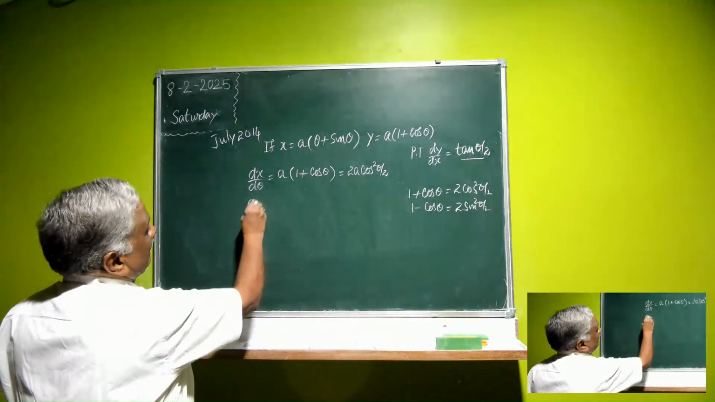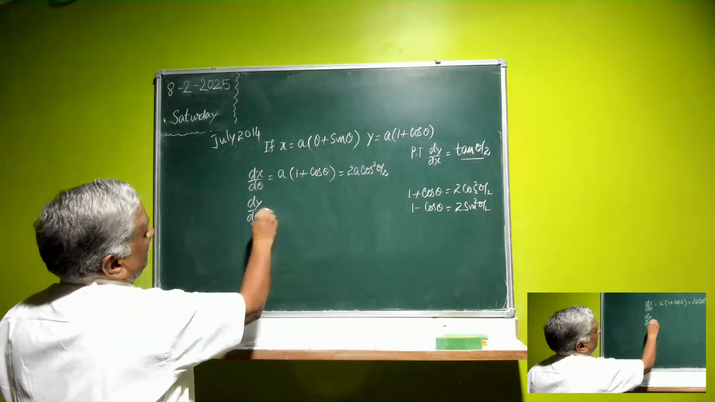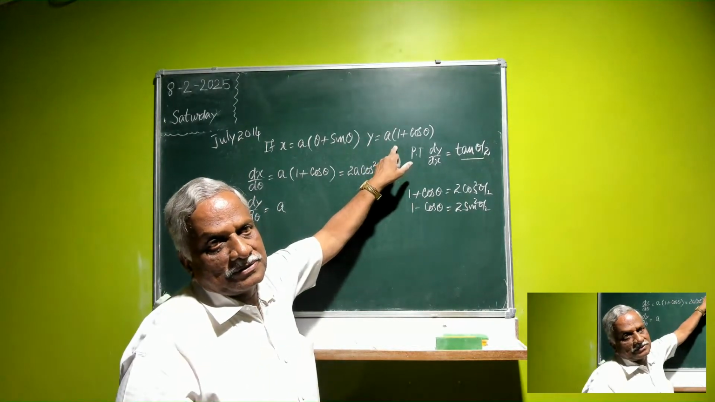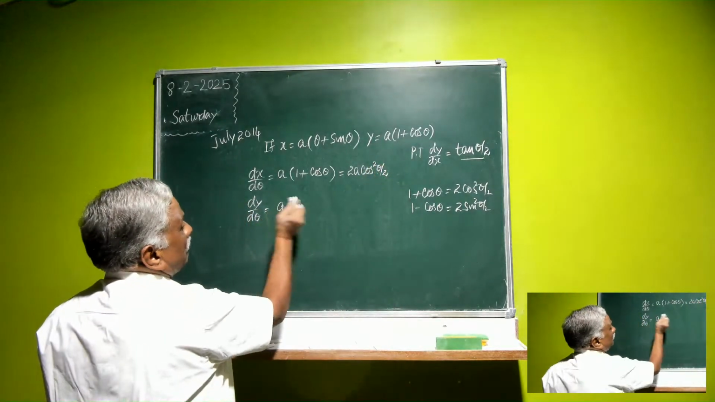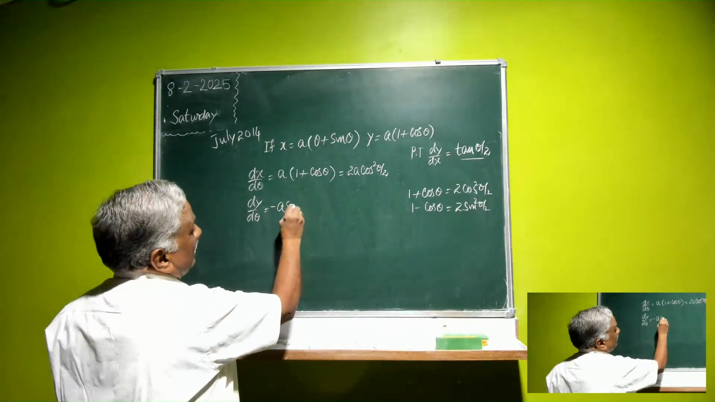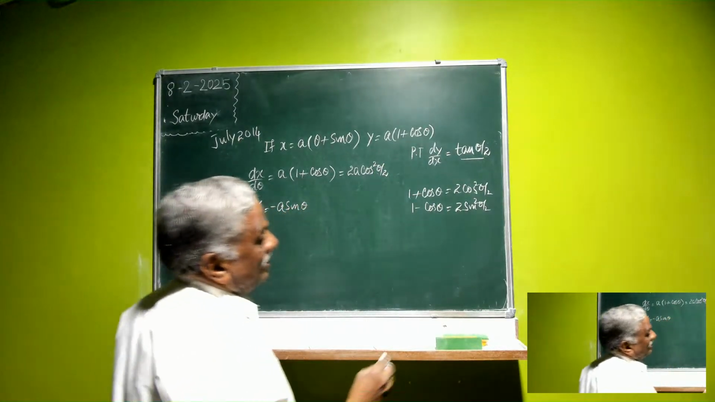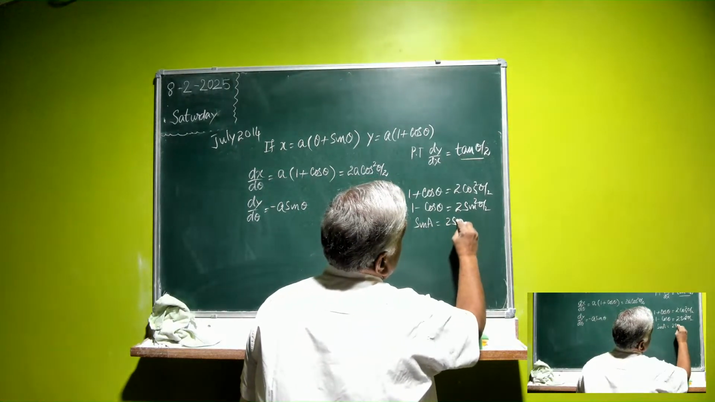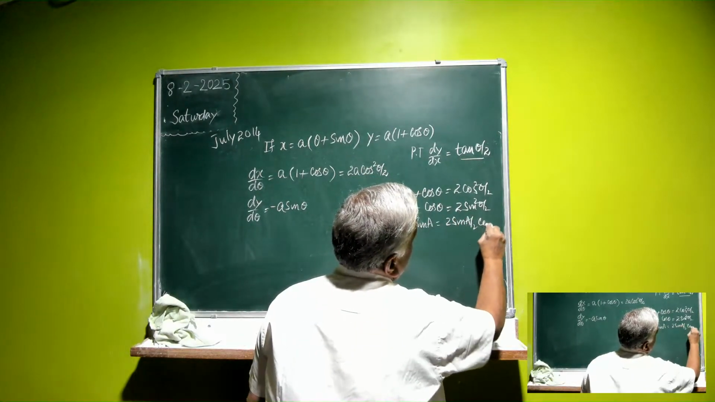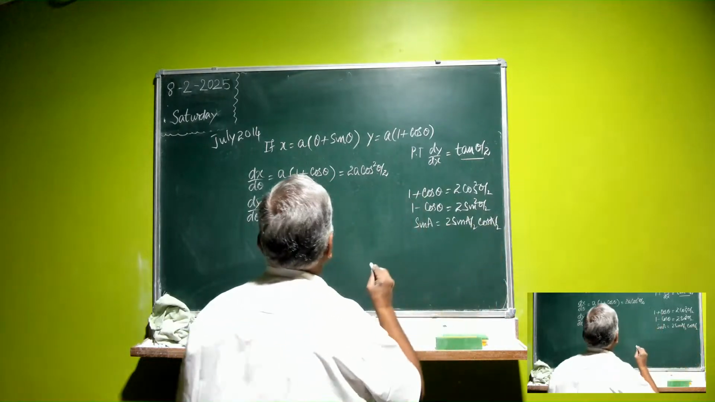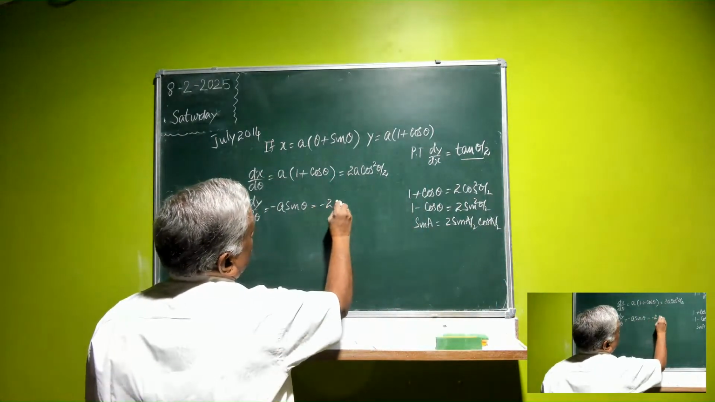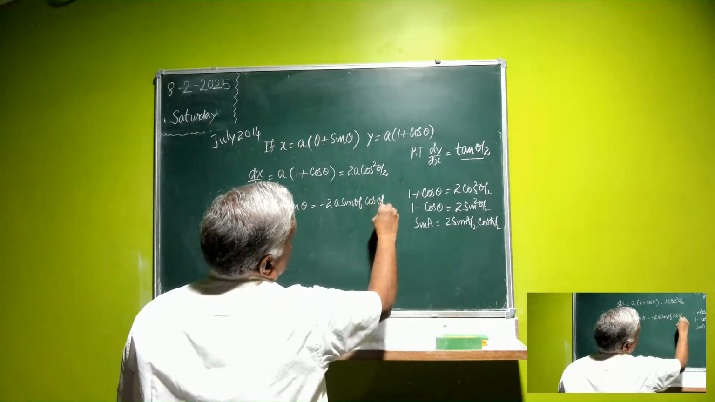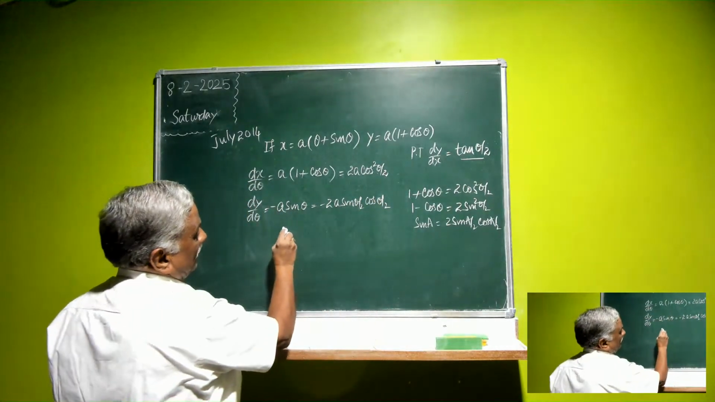Now let us find dy by d theta. What is dy by d theta? a is a constant. Differentiation of 1 is 0. Cos theta is minus sin theta. So let us write this as minus a sin theta. Again, I have to write the formula. I have given you the formula. Sin theta is 2 sin theta by 2 cos theta by 2. So if you use this formula, you get minus 2a sin theta by 2 cos theta by 2. You have to find dy by dx.